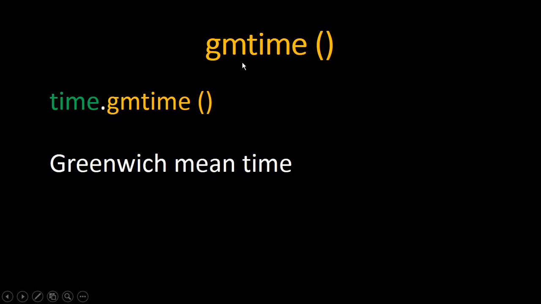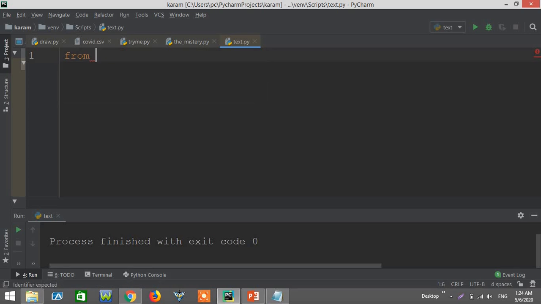Now the method here is gmtime. GMT means Greenwich Mean Time. When you print this, it gives you the Greenwich Mean Time. Okay, now let's try the other way to import the library: from time import gmtime. And as you can see, we just imported this instead of importing all the methods inside time.